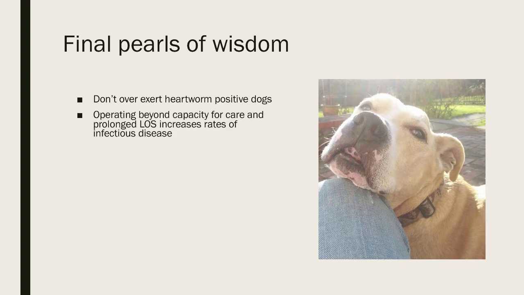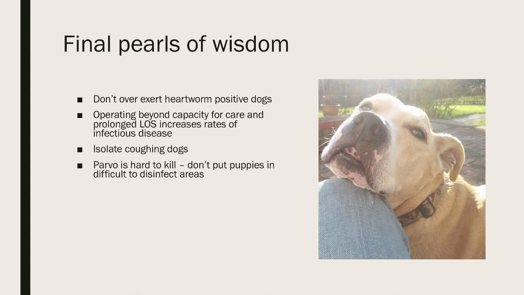Operating beyond the capacity for care and prolonging length of stay increases the risk of infectious disease in our dog population. Same goes for cats, but we're talking about dogs today. You want to isolate all of your coughing dogs. It's my recurrent theme throughout this entire talk. You should be isolating your coughing dogs away from your healthy dogs so that you're not potentially exposing your healthy dogs to illness. Parvovirus is really hard to kill, and so you don't want to put puppies in difficult to disinfect areas.